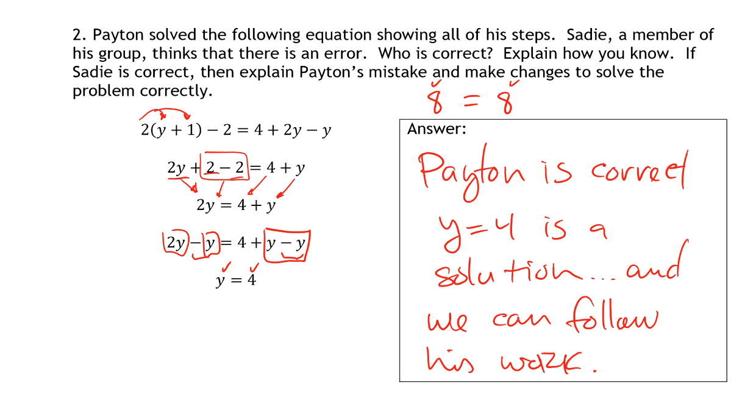y equals 4 is definitely a solution. And the important idea here is y equals 4 is a solution because it makes both sides of this equation equal to 8. So y is 4 is a solution, and we can pretty clearly follow his work.